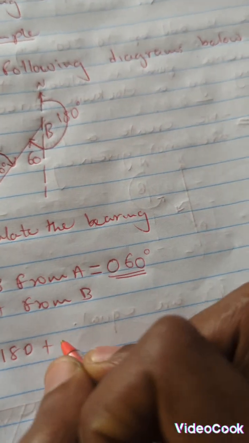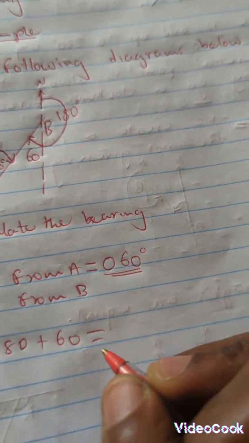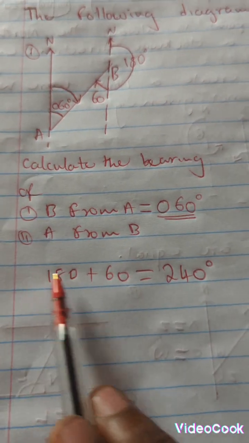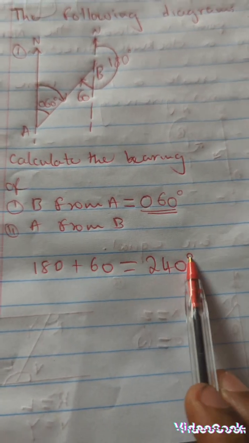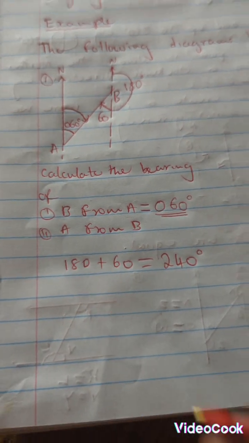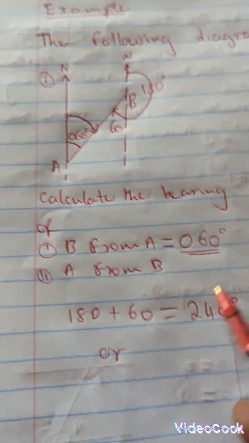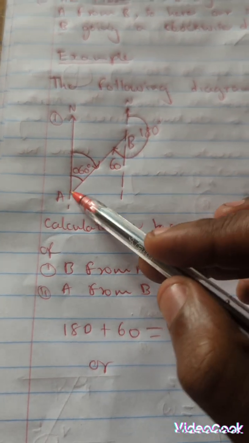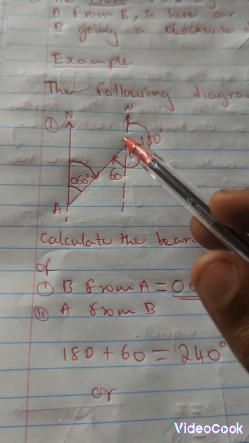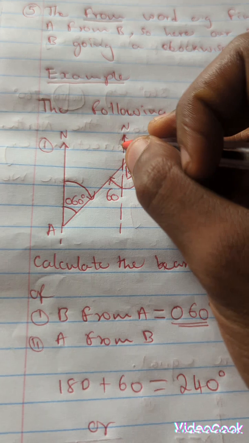So it will be 180 plus 60. What are we going to get when we punch 180 plus 60? It gives us 240 degrees, that is for the first one. Or if you don't want to use this way, you can say a straight line adds up to 180. So how am I going to find this angle?